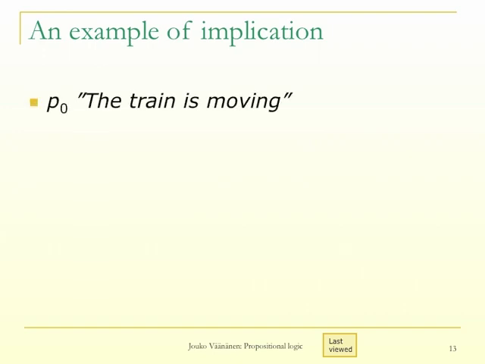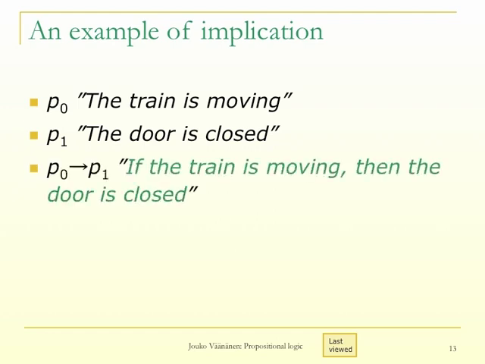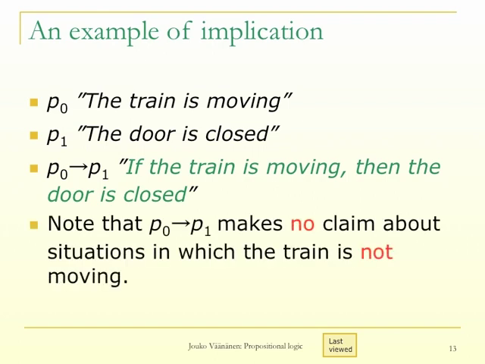Let P0 be the atomic proposition, the train is moving, and P1 the atomic proposition, the door is closed. Then P0 arrow P1 says, if the train is moving, then the door is closed. Note that P0 arrow P1 makes no claim about situations in which the train is not moving.